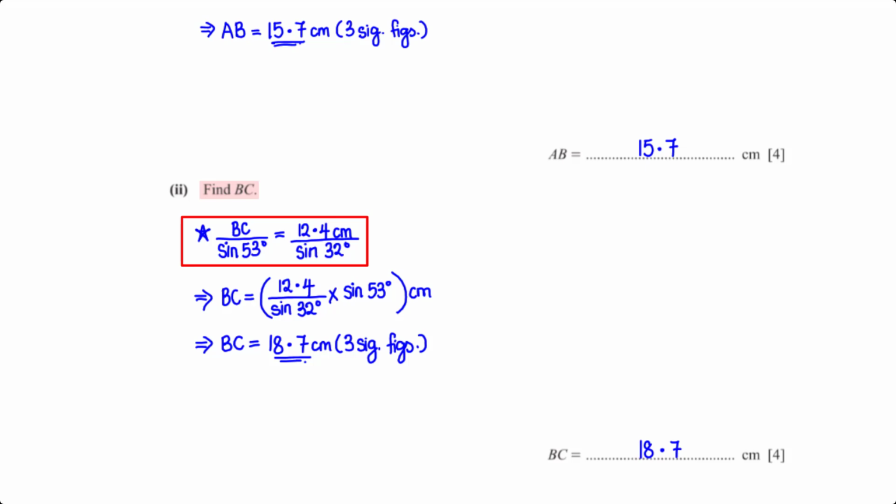This is what we get after applying the sine rule. From here, we make BC the subject of the equation. When we type this into the calculator, we get 18.7 centimeters, rounded to 3 significant figures.